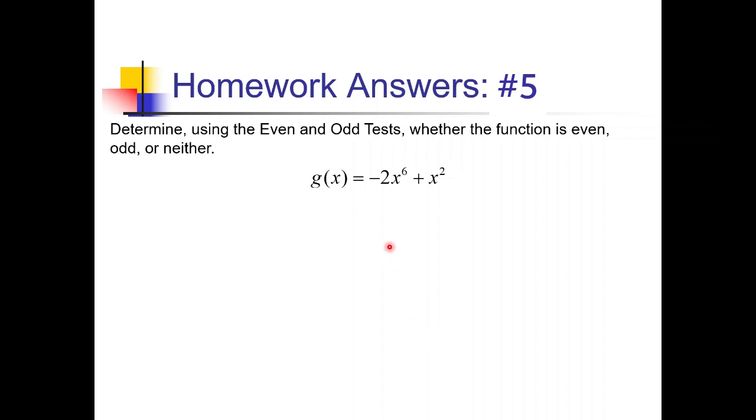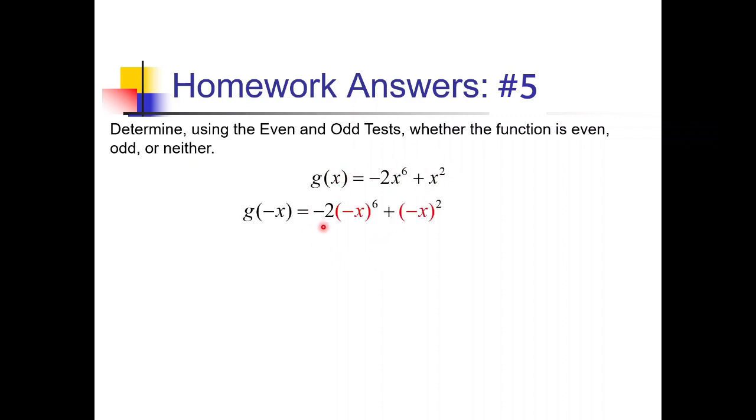On this problem, to figure out if this is an even or odd function, let's first do the quick sort of cheat and look at the exponents. 6 and 2 are all even, so that indicates that this is going to be an even one, but let's prove it with the even test. So we'll plug in negative x for x and see if that matches what we started with.